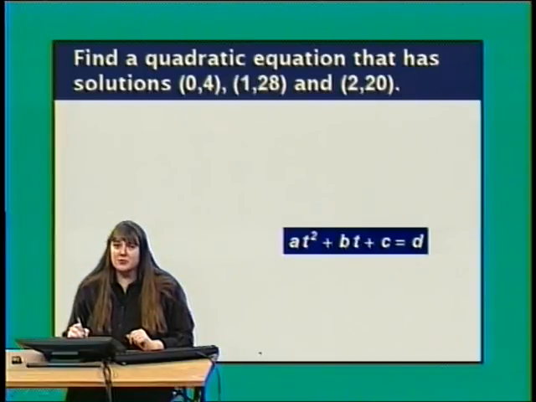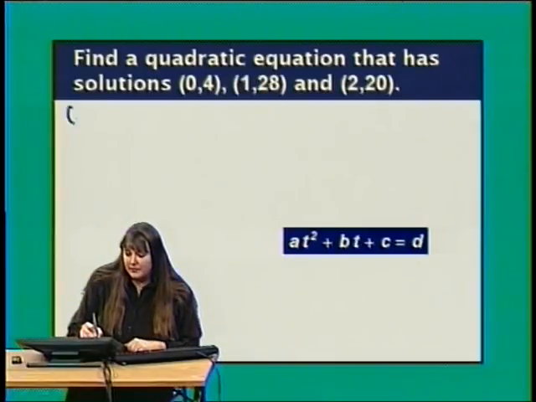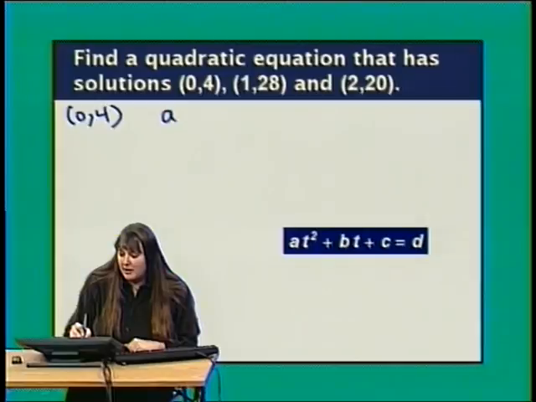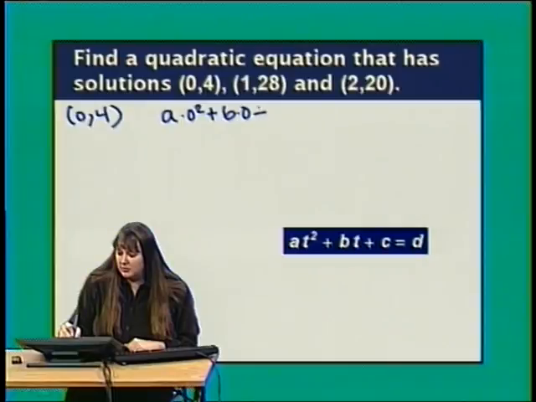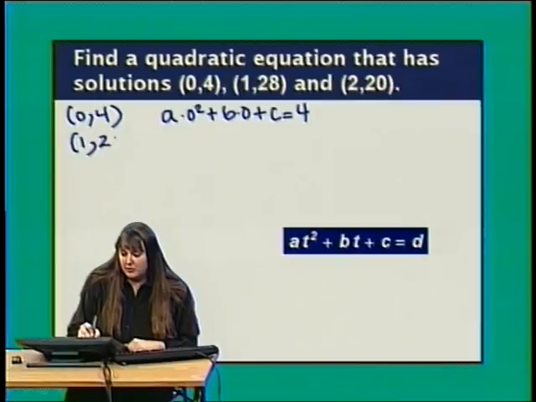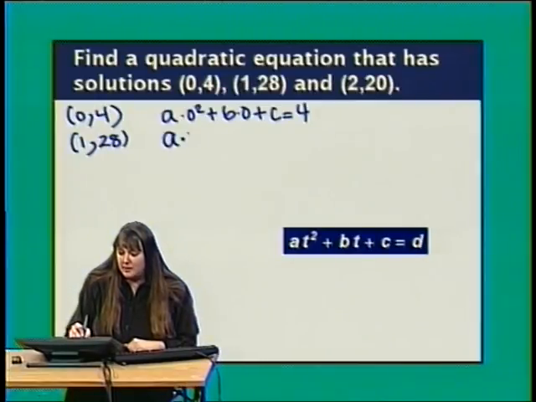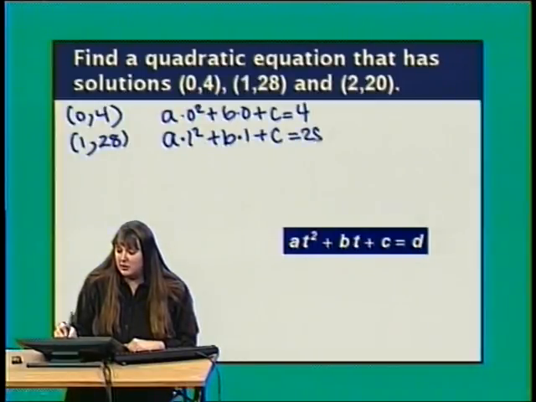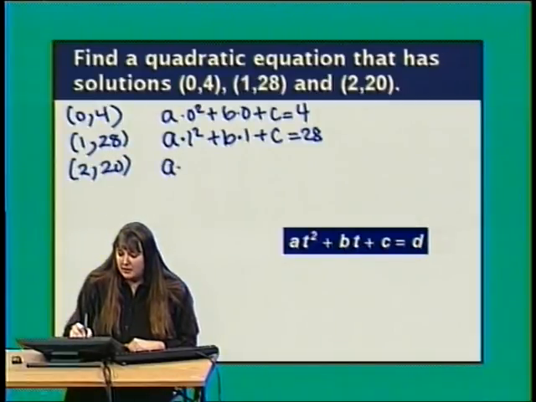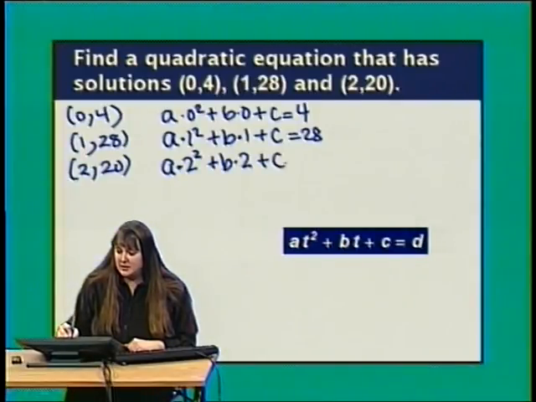So looking at that first ordered pair, (0, 4), so t is 0 and d is 4, we'd have a times 0 squared plus b times 0 plus c equals 4. Then our ordered pair (1, 28), a times 1 squared plus b times 1 plus c equals 28. And finally, the ordered pair (2, 20), a times 2 squared plus b times 2 plus c equals 20.